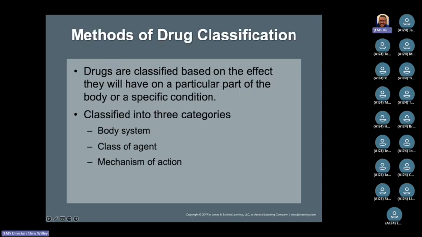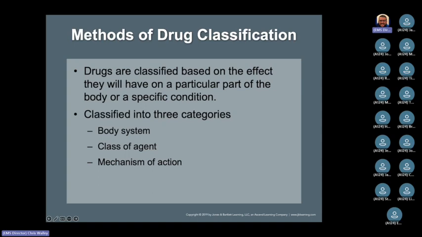There we go. So, methods of drug classifications. Drug classifications are based on the effect the drug will have on that particular part of the body or a specific condition. Many medications fall into one or more categories. Drugs or medications can be classified into three categories.